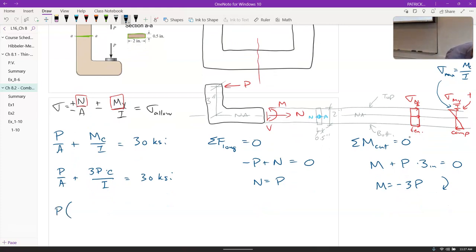So if I factor out my P, I get 1 over A plus 3C over I equal 30 KSI. So what's my area? 2 inch times half inch, 1 inch squared.